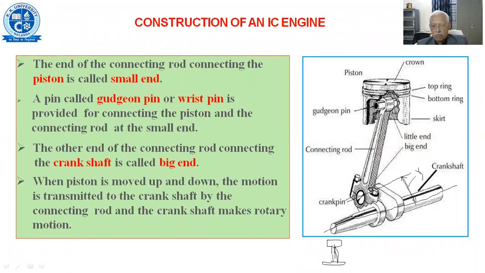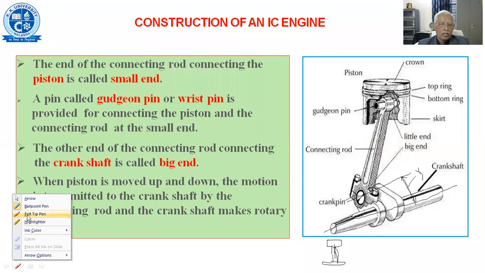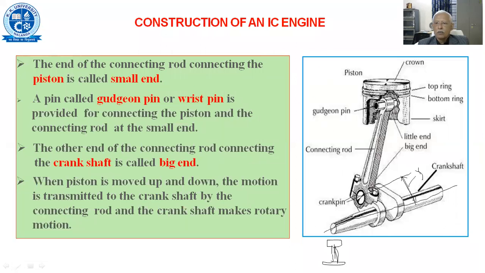In the earlier slide, I was talking to you about the small end of the connecting rod. Whatever you are seeing here in red is the small end of the connecting rod, and this is the big end. You can notice here two bolts. This is one bolt, and this is another bolt. Here you can see a small cut. That means the lower part of the connecting rod has two parts, joined with the help of a bolt and nut arrangement.